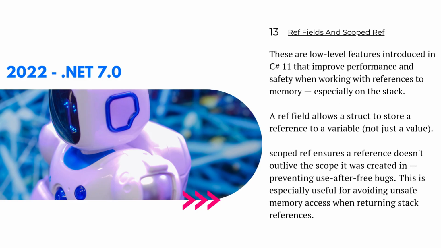These are low-level features introduced in C# 11 that improve performance and safety when working with references to memory, especially on the stack. A ref field allows a struct to store a reference to a variable, not just a value.